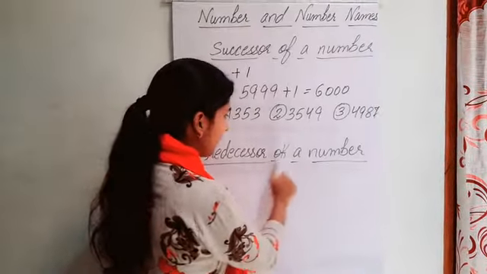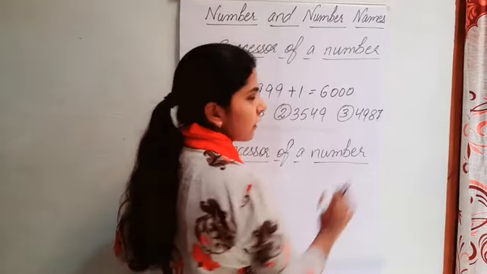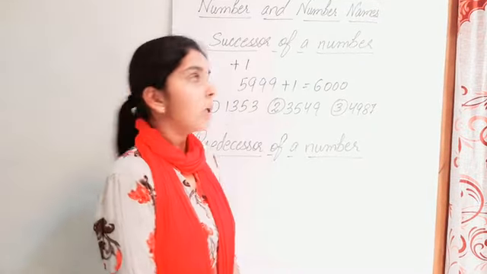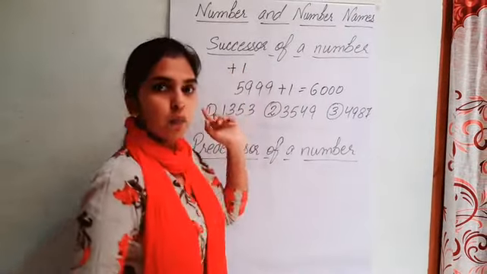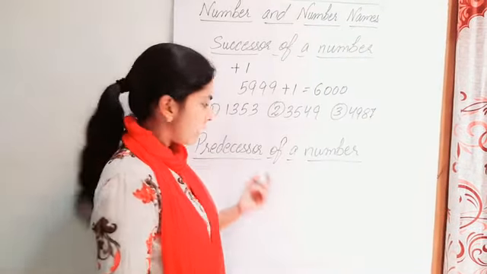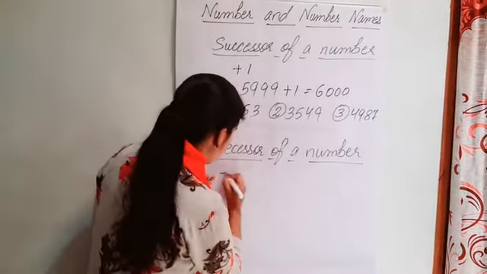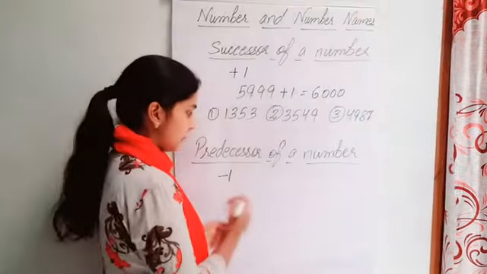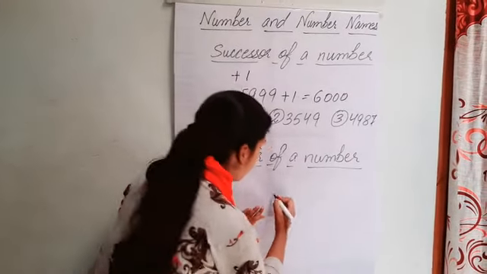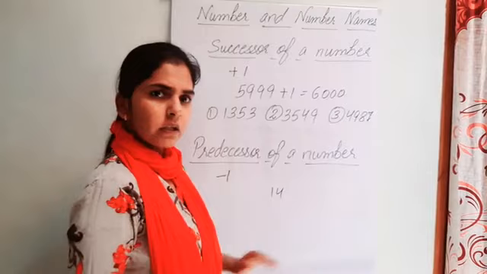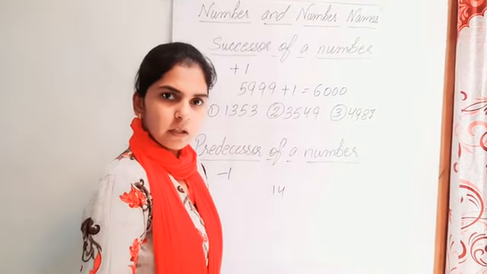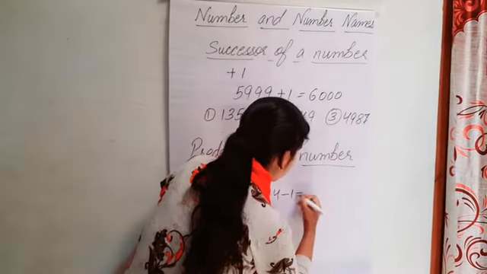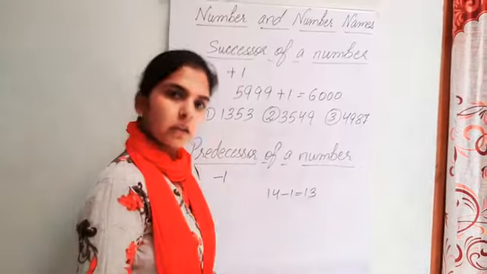Now, predecessor of a number. So, predecessor means before. Like in successor, we need to add 1 in the given number. Similarly, in predecessor, we need to subtract 1 from the number. That means before the number. Suppose I am giving you a number 14. So what comes before 14? Can you tell me? Before 14 what comes? 13. Right, very good. So predecessor of 14 is 13.